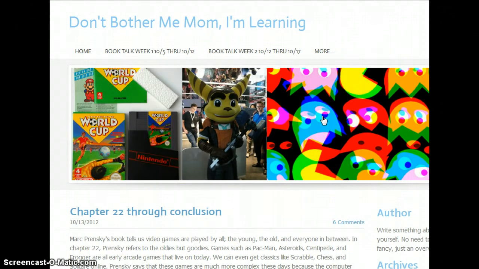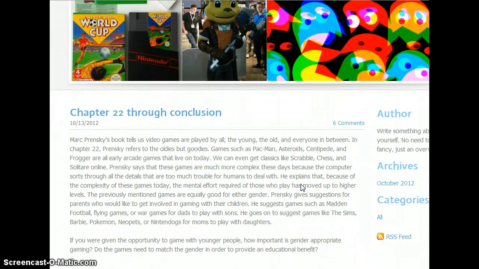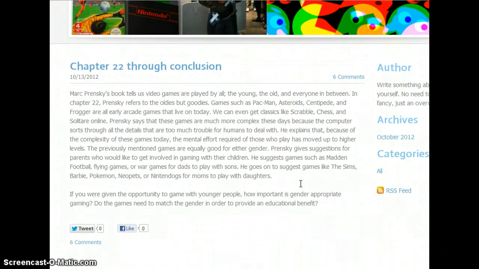Mark Prensky convinces readers that children are learning while playing computer and video games. My assigned section of the book and blog was chapters 22 through the conclusion. These are the pictures that I chose to put on my section of the blog. In this section of the book, the author wrote about older games from yesteryear coming back to life with much greater complexity today. He also offers gender-related suggestions for parents to game with their children.